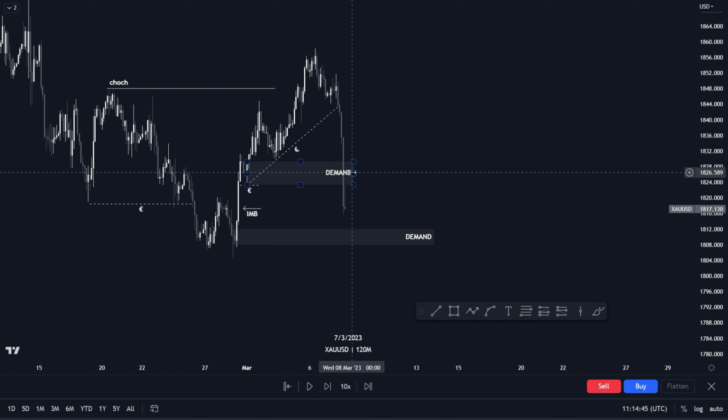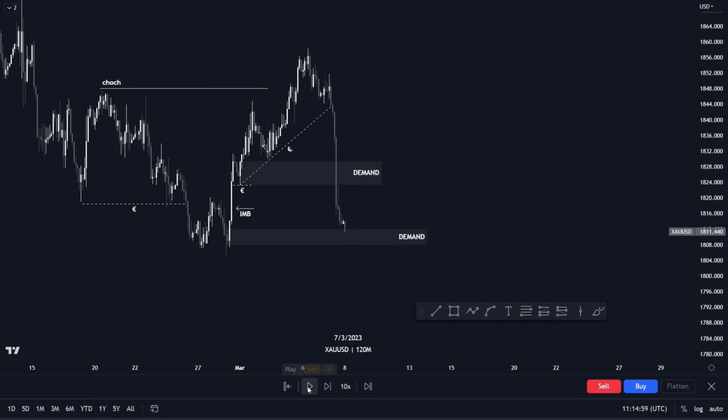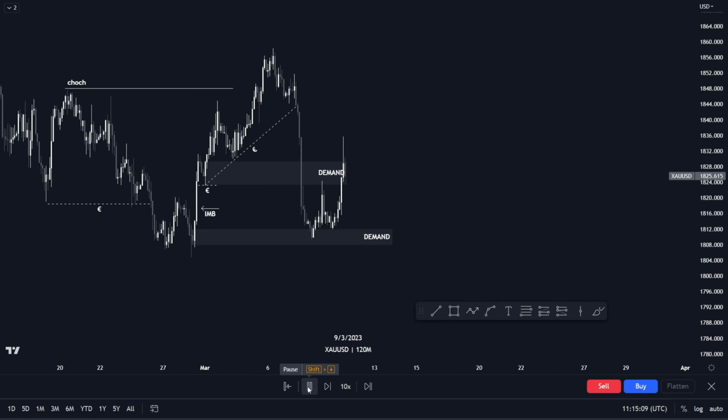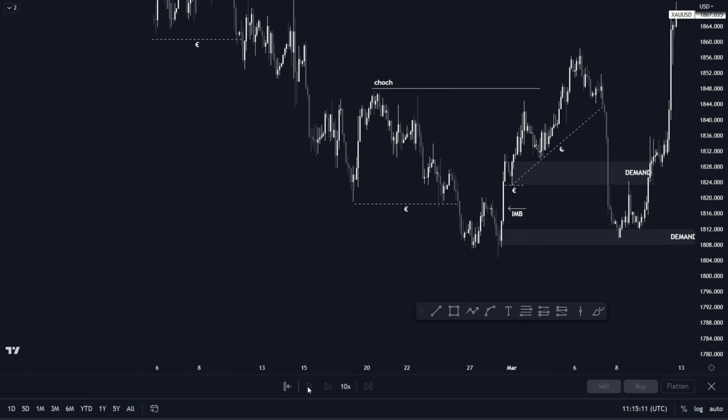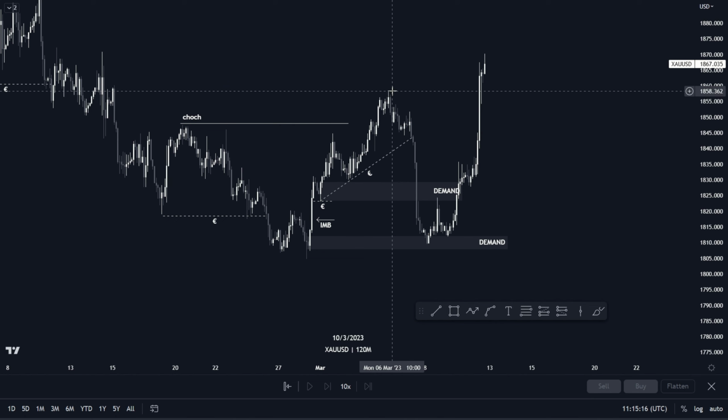So price invalidates and sweeps out the liquidity line below the liquidity inducement trap and fills our imbalance. Okay, let's see as price eventually taps into our demand area, and price pushes to the upside, smashing our take profit, which is at this high here.